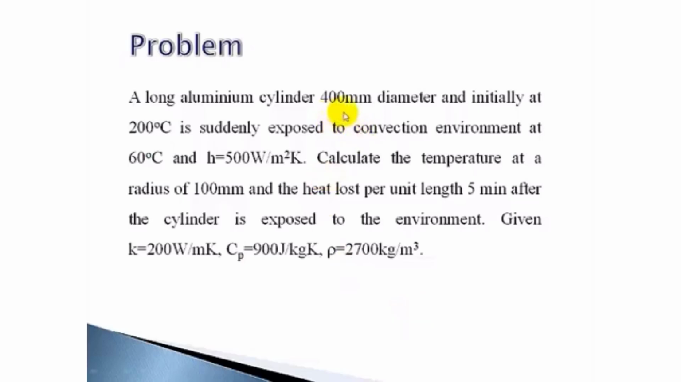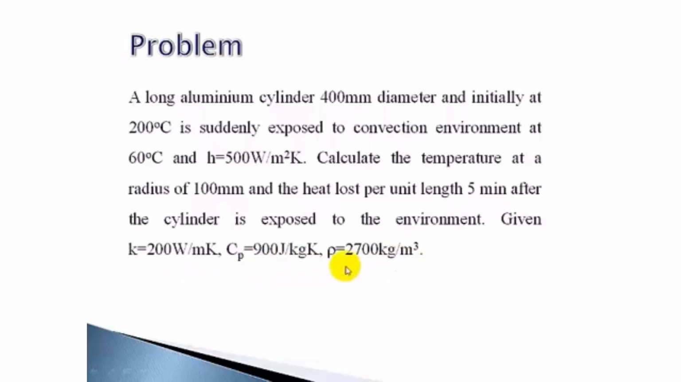A long aluminum cylinder, 400 mm in diameter and initially at 200 degrees centigrade, is suddenly exposed to a convection environment at 60 degrees centigrade, and h is 500 watts per meter square Kelvin. Calculate the temperature at a radius of 100 mm and the heat lost per unit length 5 minutes after the cylinder is exposed to the environment. Given k is equal to 200 watts per meter Kelvin, Cp is equal to 900 joules per kilogram Kelvin, and rho is 2700 kilogram per meter cubed.